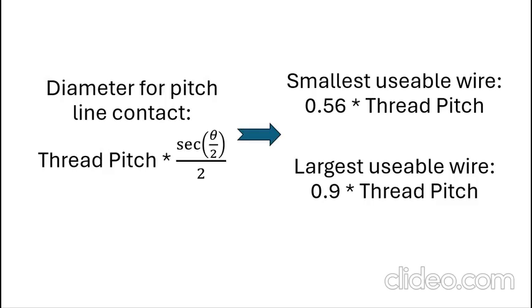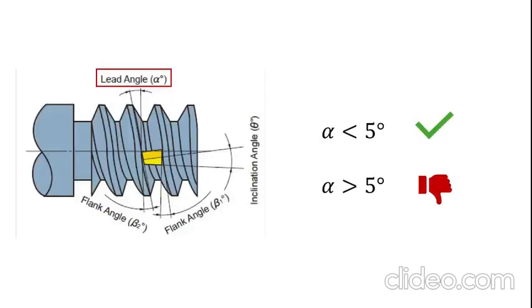The wire diameter that will land on the pitch line of the threads can be found by the formula shown on screen. Additionally, the three-wire method assumes that there is no impact from the lead angle of the thread. This assumption holds for screws with lead angles up to 5 degrees.